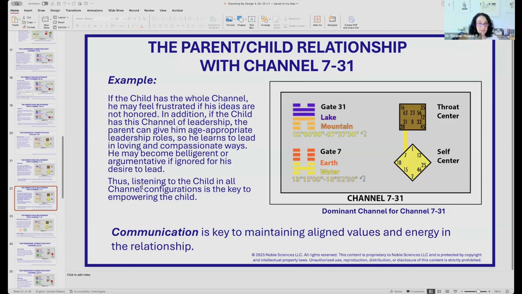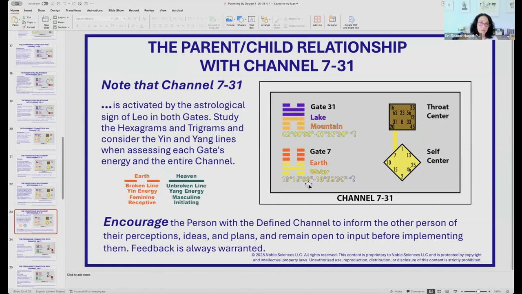So if the child has this channel of leadership, the parent would do well to give him age-appropriate leadership roles, so he learns to lead in loving, compassionate ways. If the parent does not do that, the child is liable to become somewhat belligerent, argumentative, and ignore what the parent wants. Thus, listening to the child in all channel configurations will maintain aligned values and aligned energy. Note that the channel is activated by the astrological sign of Leo in both gates.